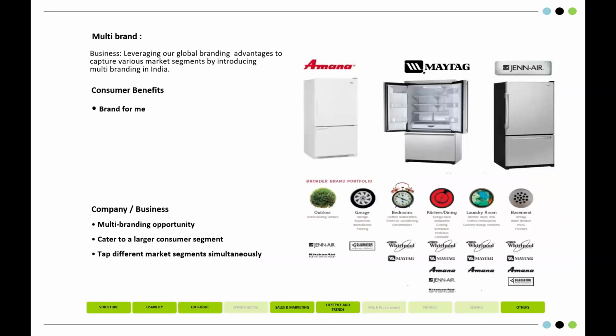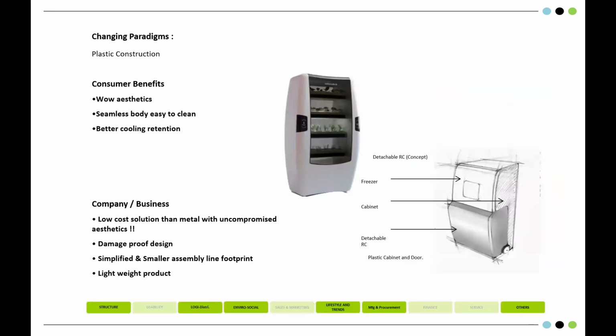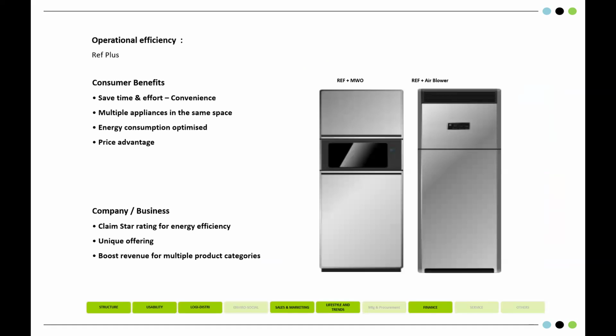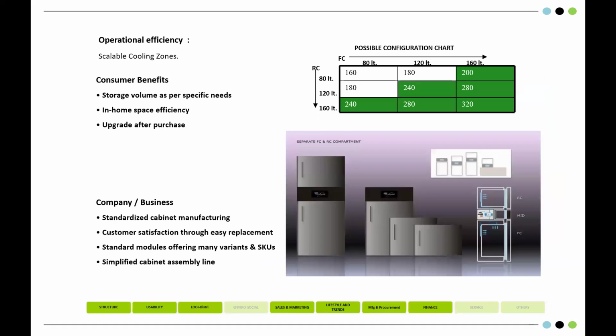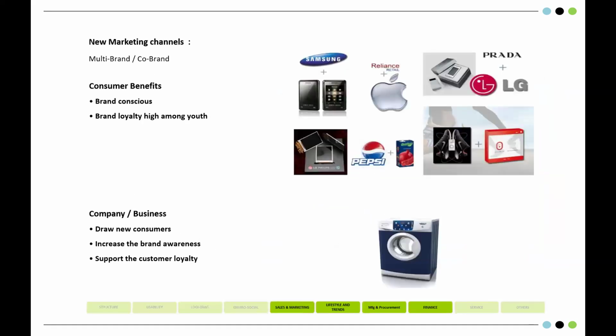So these were the explorations. These all explorations are not just sketches, but also a few renders which can show. So this is one example of a render. Okay. So we can have a ref with microwave. We can have a ref with air blower. We can have a matrix of capacities. Yeah. Scalable refrigerator.